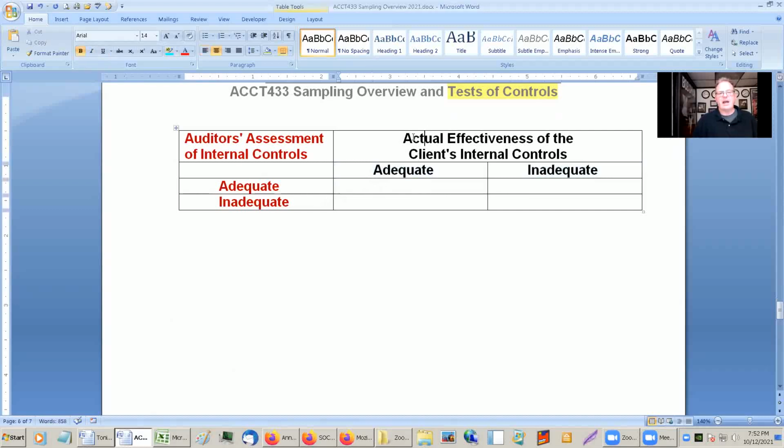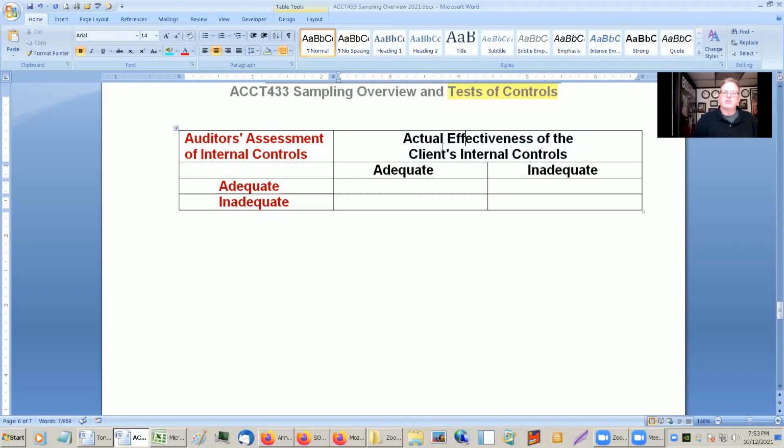So up here, this is the actual effectiveness of the internal controls. Now, as auditors, we don't know this 100%. We won't know this 100% unless we test every single thing in the place, which we probably won't do. So the actual effectiveness of the internal controls is either adequate or it's inadequate. When we do our assessment, we're going to try to see whether they're adequate or inadequate, right? So this is what we're doing our testing for.